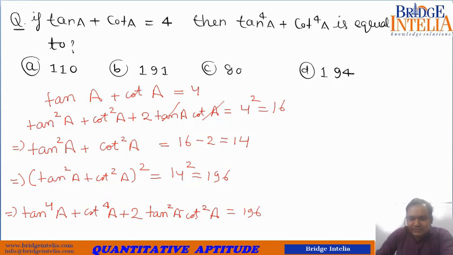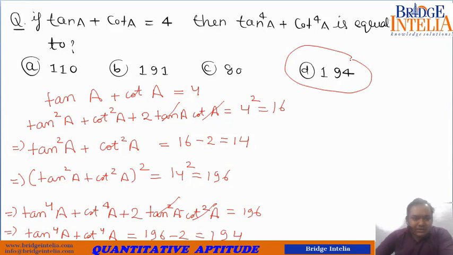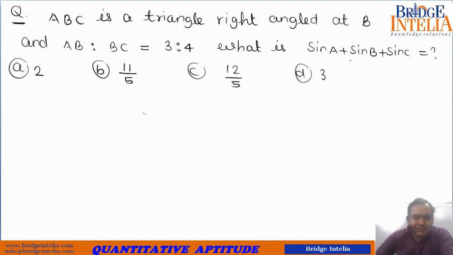The purpose was to create such a situation in which we get to multiply tan and cot with each other so that they cancel each other out. So this seems to be happening here. So you can say that tan to the power 4 A plus cot to the power 4 A is equal to 196 minus 2, which comes out to be 194. So this is the correct answer. Okay, now let's move to the next one.